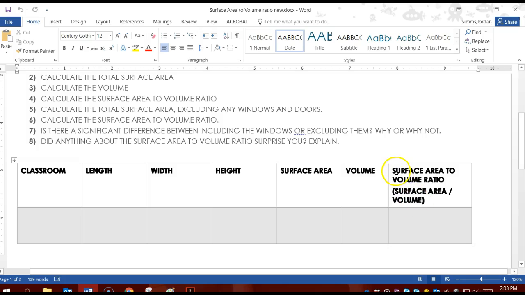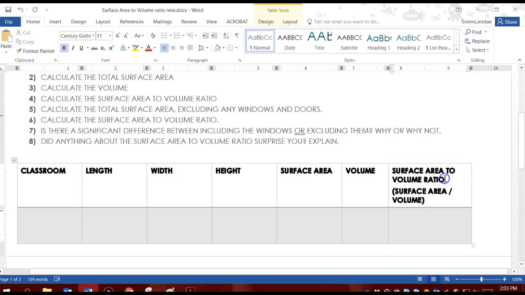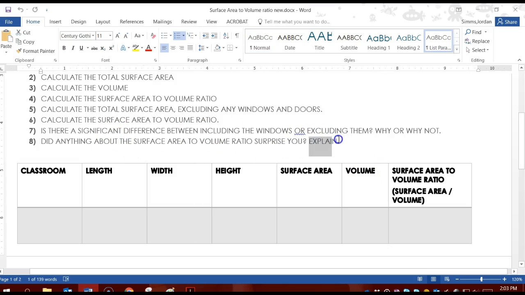Explain. Now when we're talking about surface area to volume ratio, what we're really measuring here is efficiency. This room has been designed to be efficient, an efficient use of space. And in fact, every room on this campus has been designed. That's what engineers and architects do. So kind of thinking about that, explain your case a little bit. You can make the argument either way. I'll leave that one up to you.